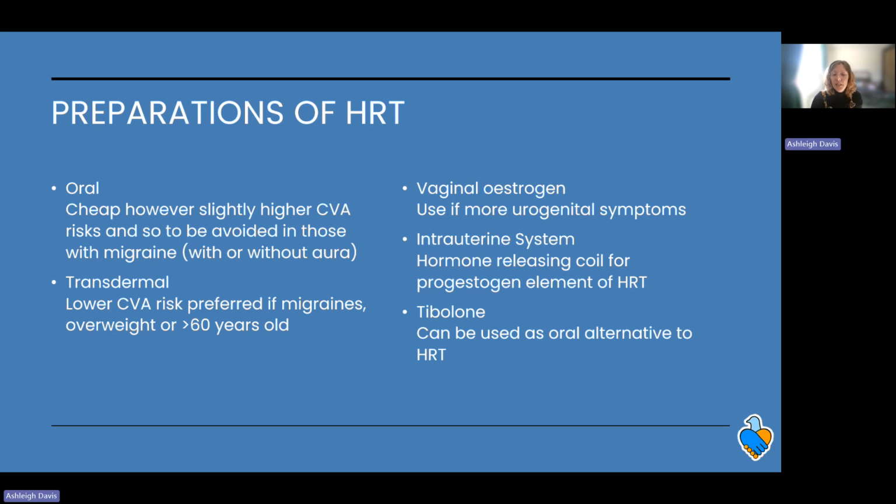We have the intrauterine system, so the coil, hormone releasing coil, which would provide the progesterone element of HRT. The only option that is the recommended progesterone dose for all strengths of estrogen component, so can be useful there. And there's also tibolone, which can be used as an oral alternative to HRT.